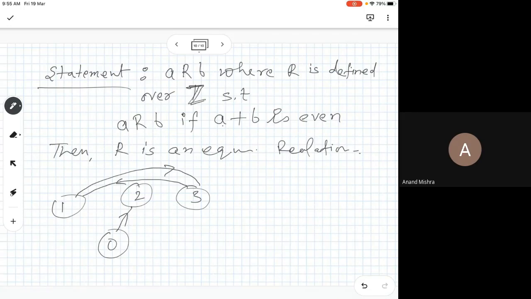Self loops, yes. Because 0 plus 0 is also even. 3 plus 3 is 6, which is even. 2 plus 2 is 4, which is even. 1 plus 1 is 2, that is also even. So everything will be connected like this.